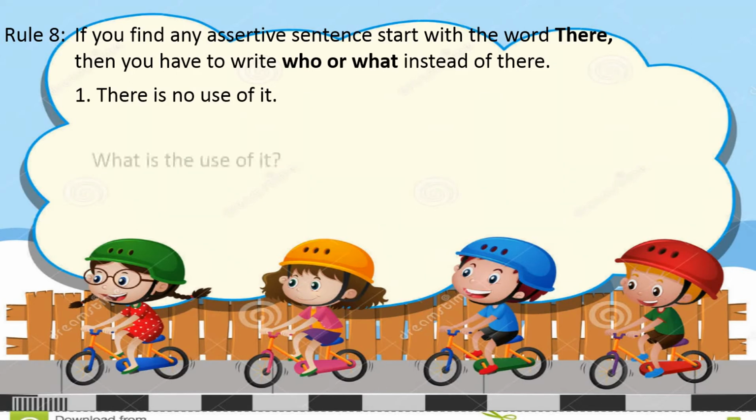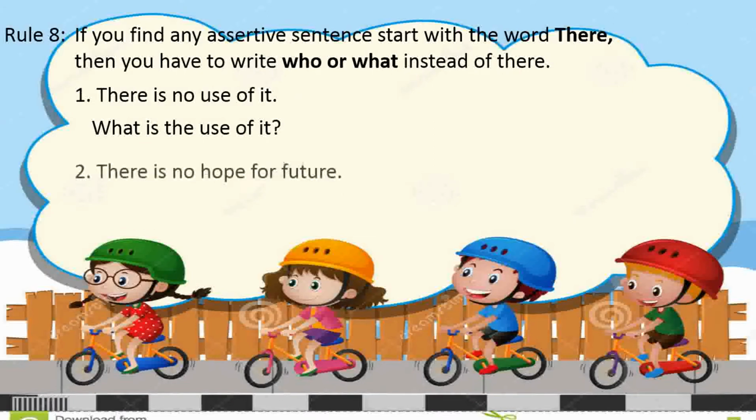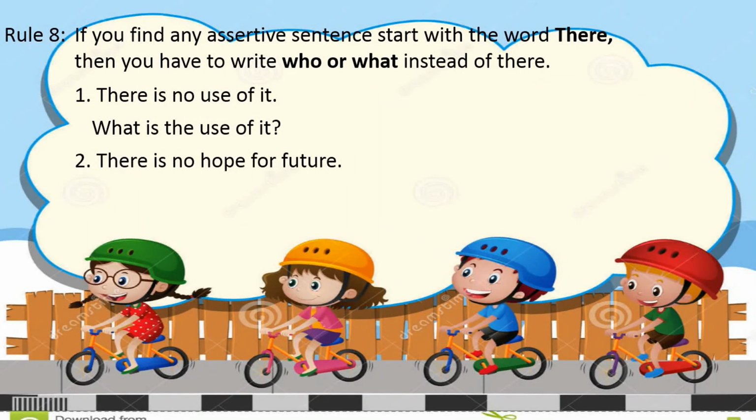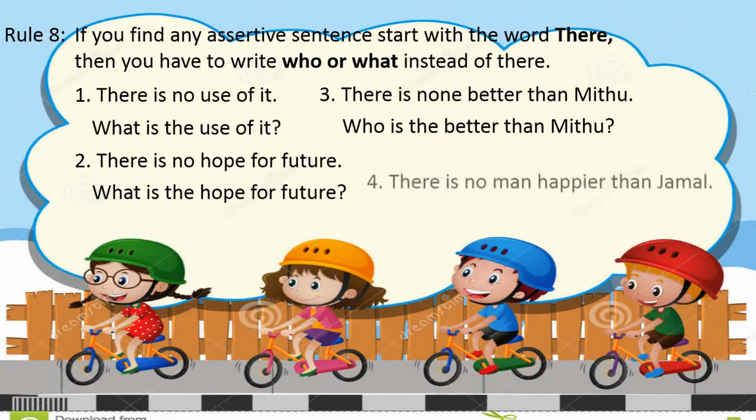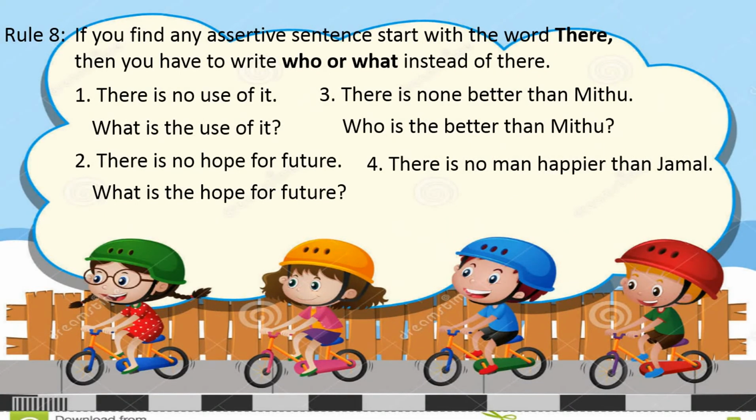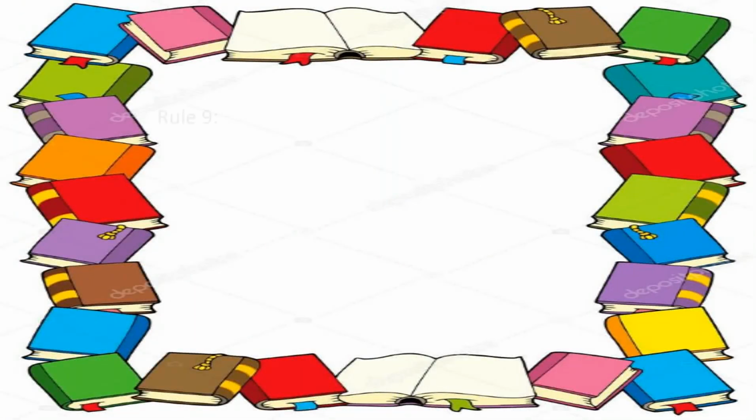So what is the use of it? There is no hope for future. What is the hope for future? There is none better than Mithu. Who is better than Mithu? There is no man happier than Jamal. Who is happier than Jamal? Just instead of there is no, I have written who, nothing else. Just try to remember the structure.